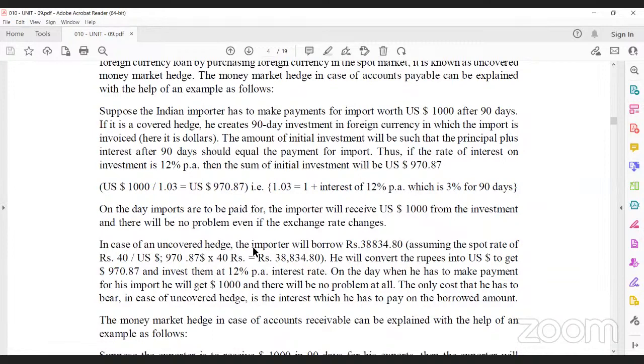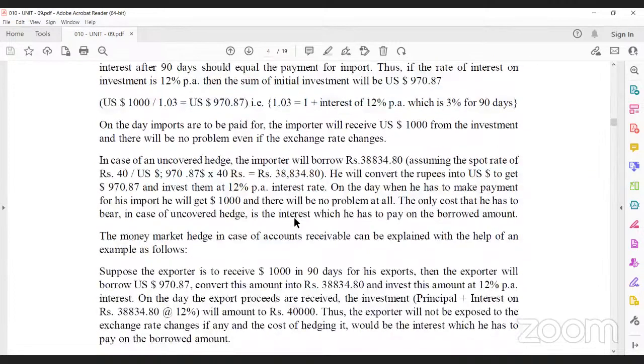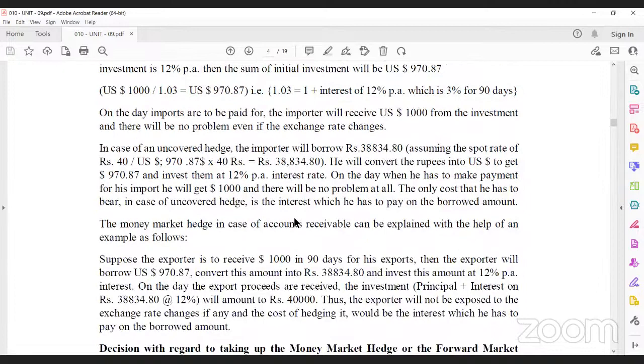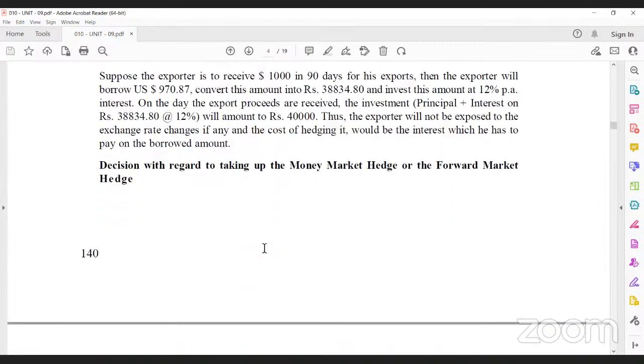On the day when he has to make a payment for his imports, he will get $1,000 and there won't be any problem at all. You can see the only cost that he bears under the uncovered hedge is that he has to pay interest on the borrowed amount. Is it clear? On the borrowed amount.